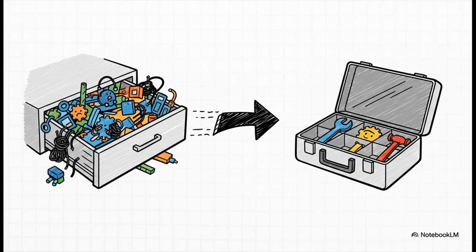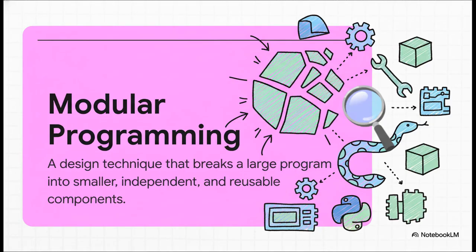But what if you could take that junk drawer of code and turn it into a perfectly organized toolbox? You know, where every single tool has its own dedicated spot. You can find it in a second, and it's ready to go. That is what we're aiming for today. And the way we do that is with a technique called modular programming.